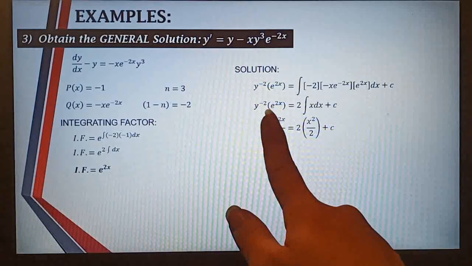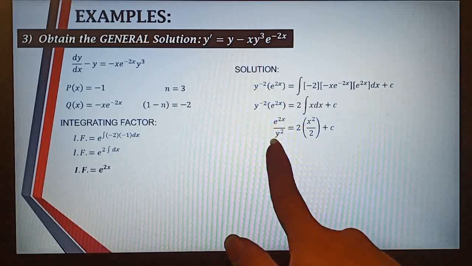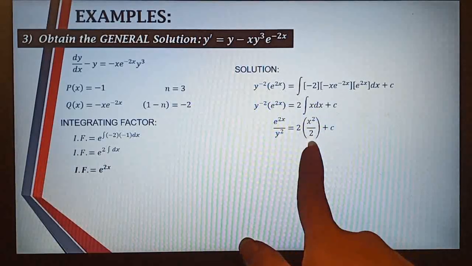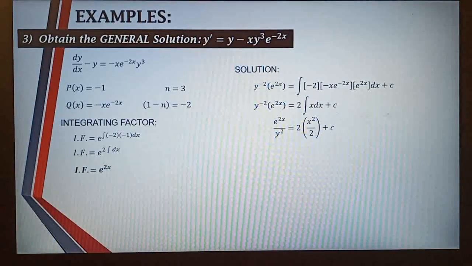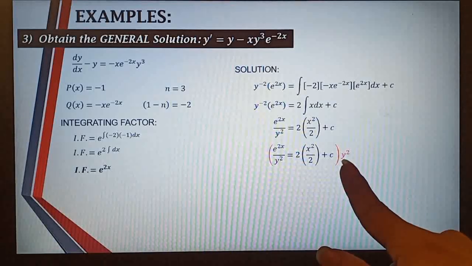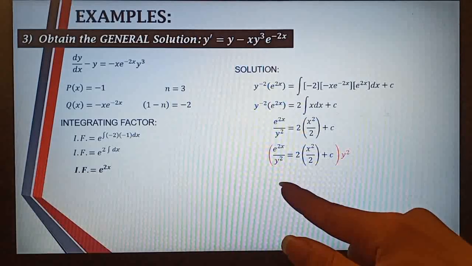So ibababa natin si y raised to negative 2. This can be e raised to 2x all over y squared equated to the integral of x dx, which is x squared over 2 multiplied to 2 plus c. So this will be multiplied to y squared. No need to multiply it sa 2 kasi makakancel naman si 2 dun sa labas.